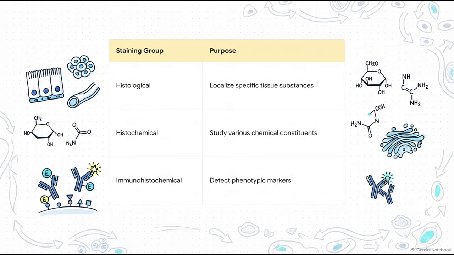Broadly speaking, staining is broken down into 3 major categories based on our target. We've got histological staining for basic tissue structures, histochemical staining to study various chemical constituents within the tissue, and immunohistochemical staining.